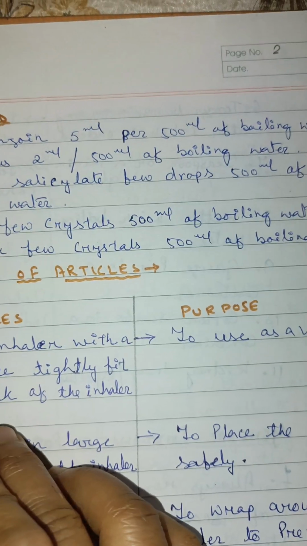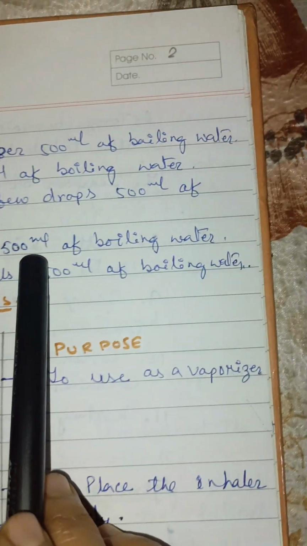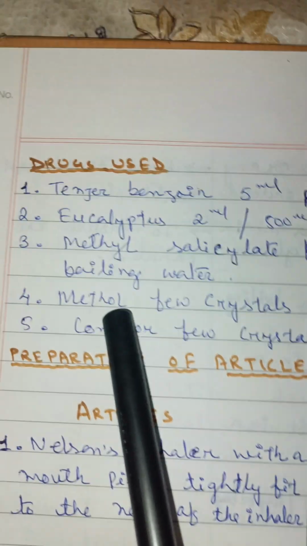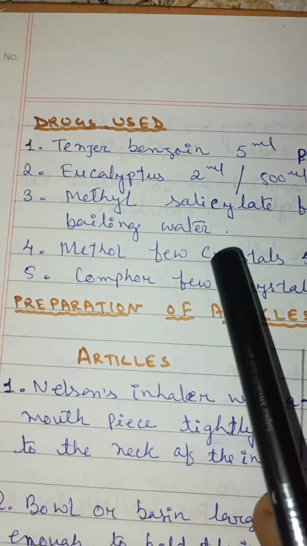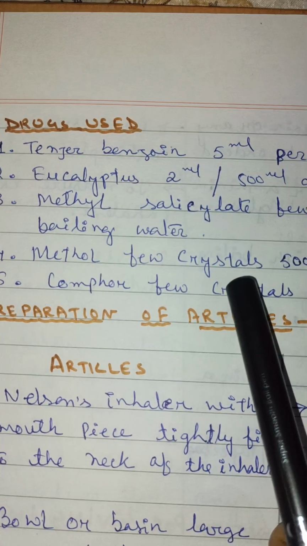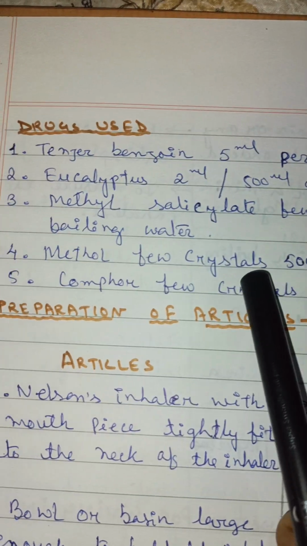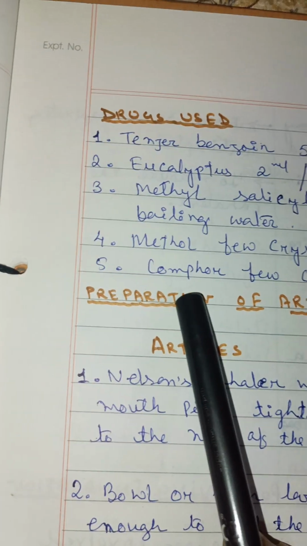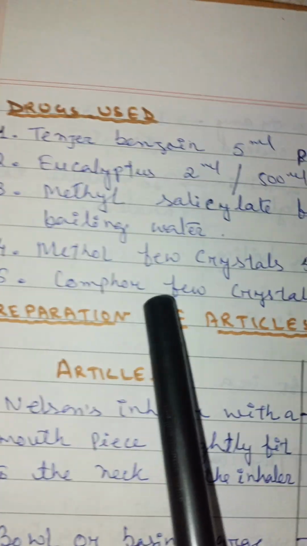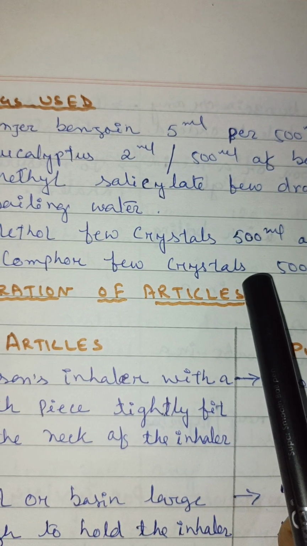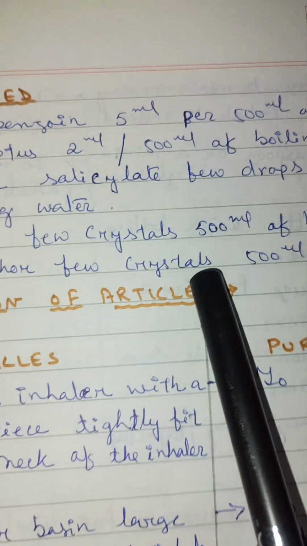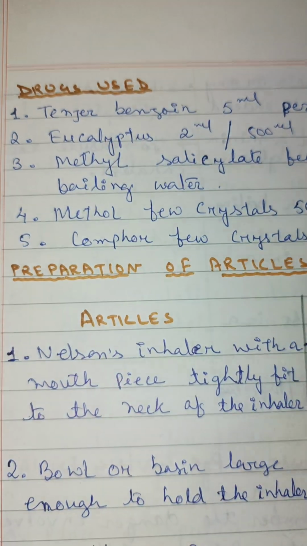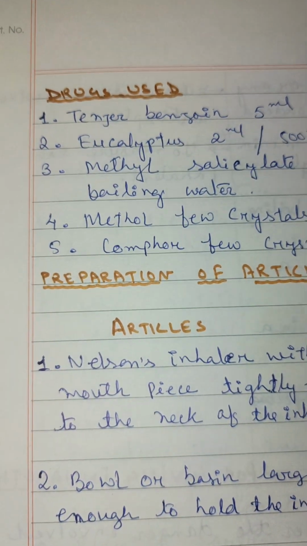The next drug is menthol. We can give only a few crystals. In the menthol bottle we get small crystals, so only a few crystals will be given in 500 ml of boiling water. And the last drug is camphor, a few crystals. Also we give only a few crystals in 500 ml of boiling water. These are the drugs we can use during steam inhalation.